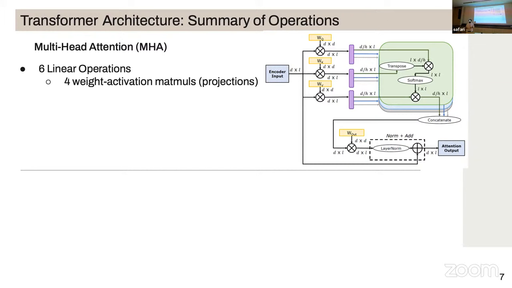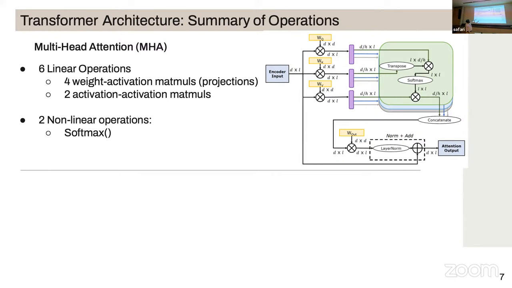Weight activation matrix multiplications use the weight parameters of the model. But then there are also two activation to activation matrix multiplications. And the activation to activation ones only use intermediary matrices that are a result of the already performed multiplications. So you're not using any parameters for these. And then the oval parts are nonlinear and other operations. We're mainly interested in the nonlinear operations. So we see that there's a softmax and there's a layer norm.